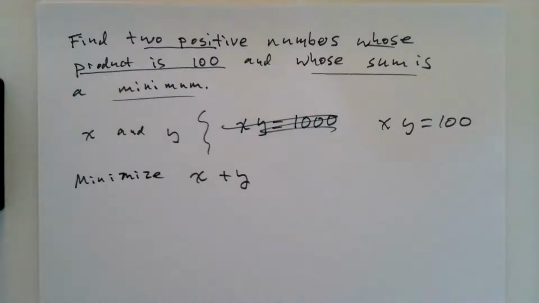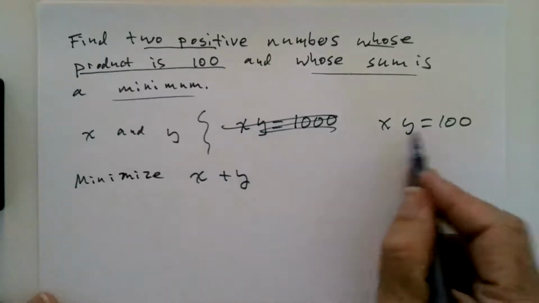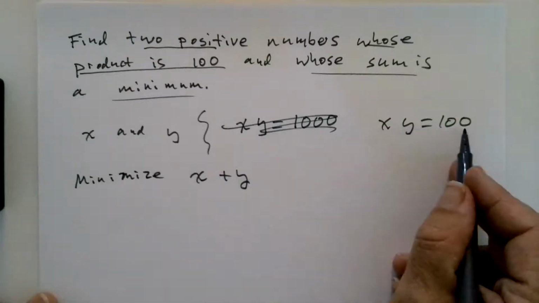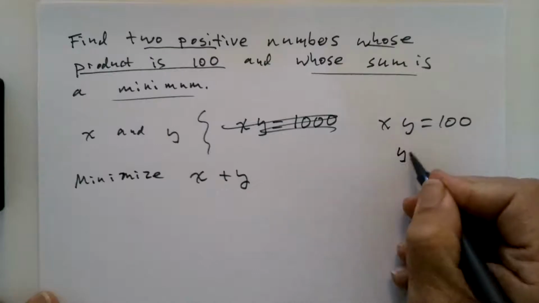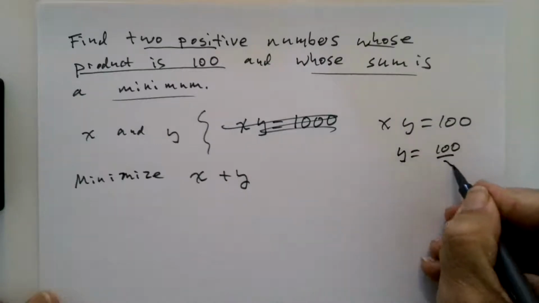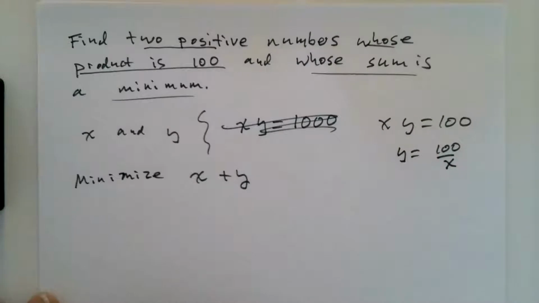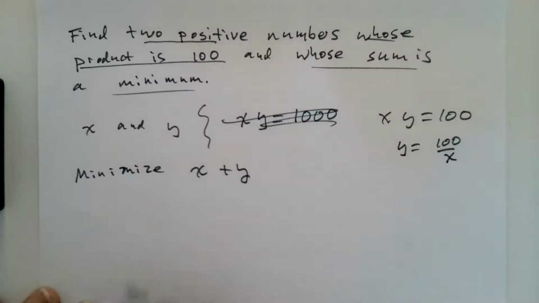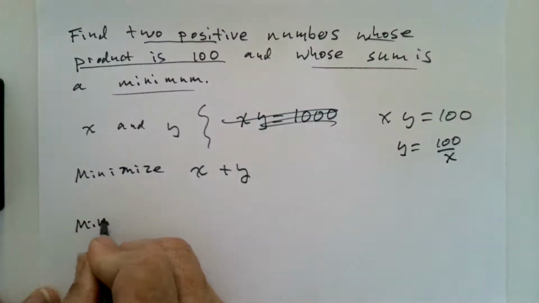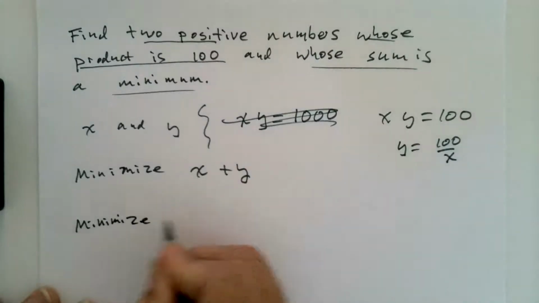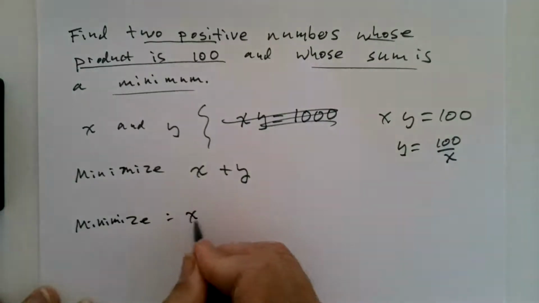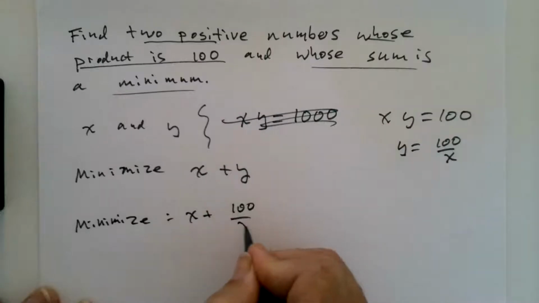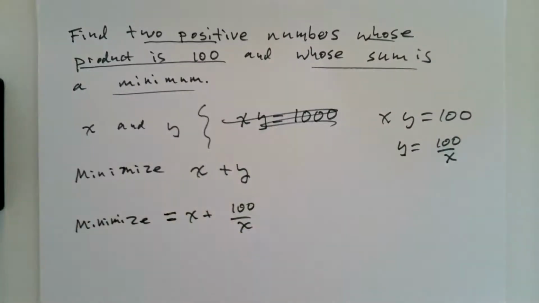But I only want to figure out a function of one variable only. So right now I have x times y is 100. The product is 100. So if that's the case, y is 100 divided by x. So instead of minimizing x plus y, I can minimize x plus 100 over x. So that's the function that I need to work with.